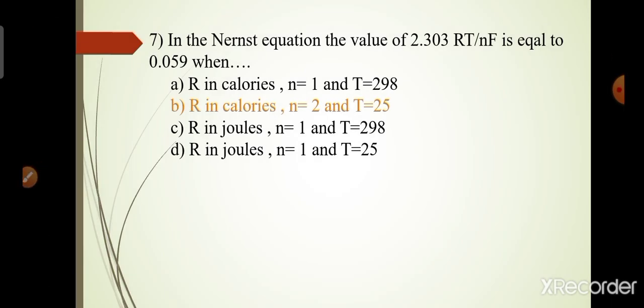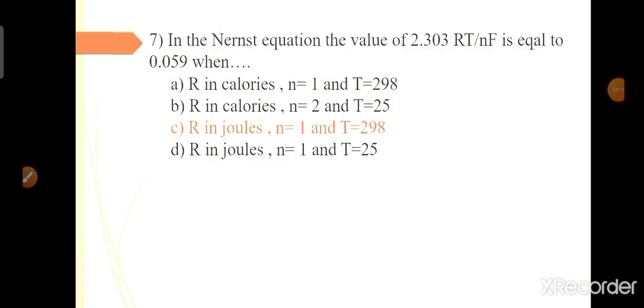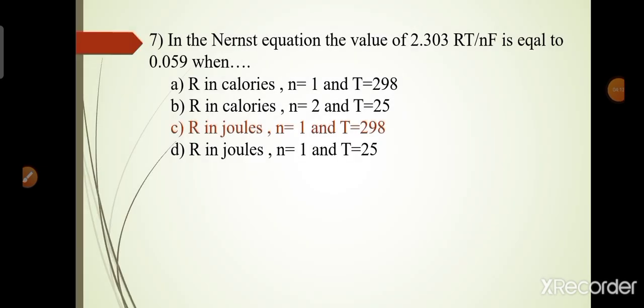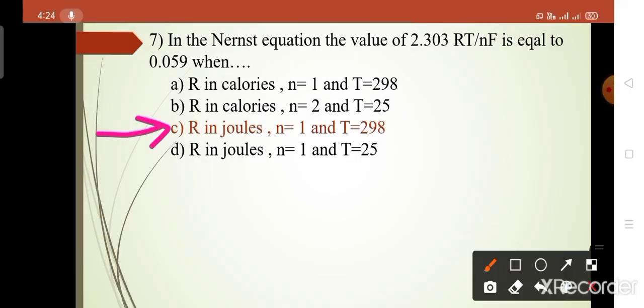Then the next question is, in the Nernst equation the value of 2.303 RT upon nF is equal to 0.059 when... Option C is the correct answer for question number 7, because when we put this value of R, T and nF, then we get 0.059.